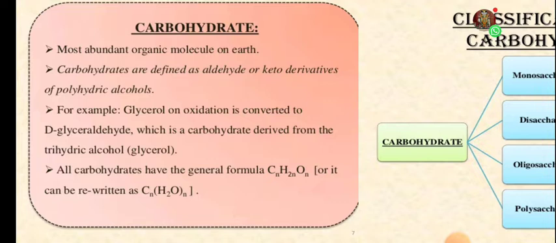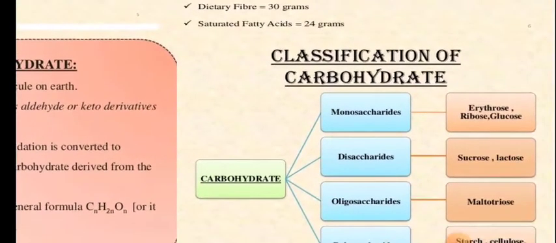The carbohydrates are defined as aldehyde or keto derivatives of polyhydric alcohols. For example, glycerol on oxidation is converted to D-glyceraldehyde, which is a carbohydrate and derived from the trihydric alcohol glycerol. So we are observing how the pathways are there. Then all carbohydrates have the general formula CnH2nOn, or it can be rewritten as Cn(H2O)n, like this. So this is the general information for the carbohydrates.